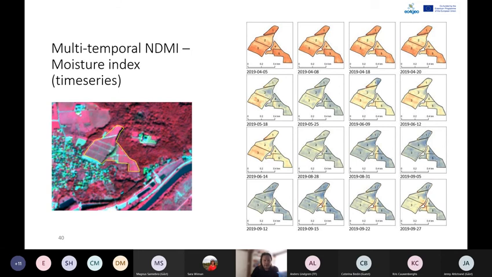Here is about the same plot, the same registration, but you can build another index, and now this index shows more of the moisture. So this is a similar procedure with the index, but it's showing something else.